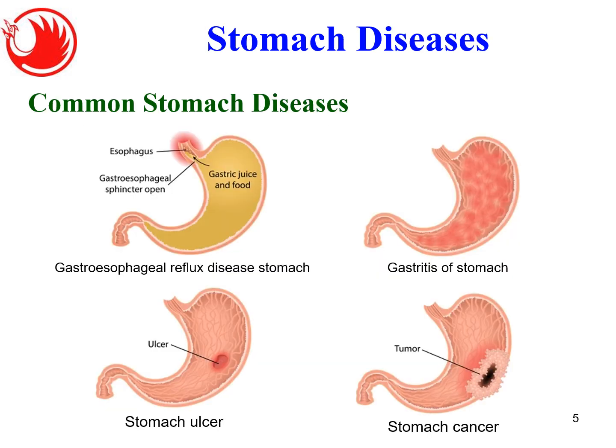Next, we look at the stomach diseases. The common stomach diseases are, first, gastroesophageal reflux disease, commonly known as reflux. Next is gastritis. Third is stomach ulcer. Fourth is stomach cancer. We will cover the details in the next few slides.